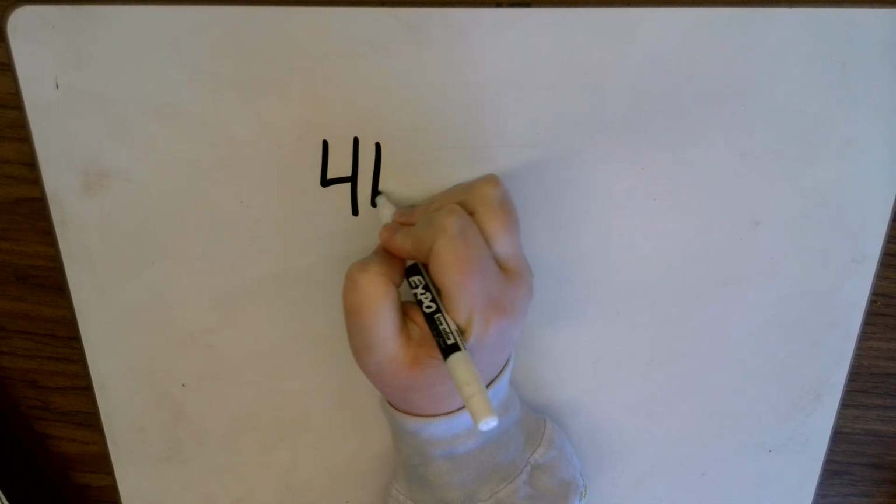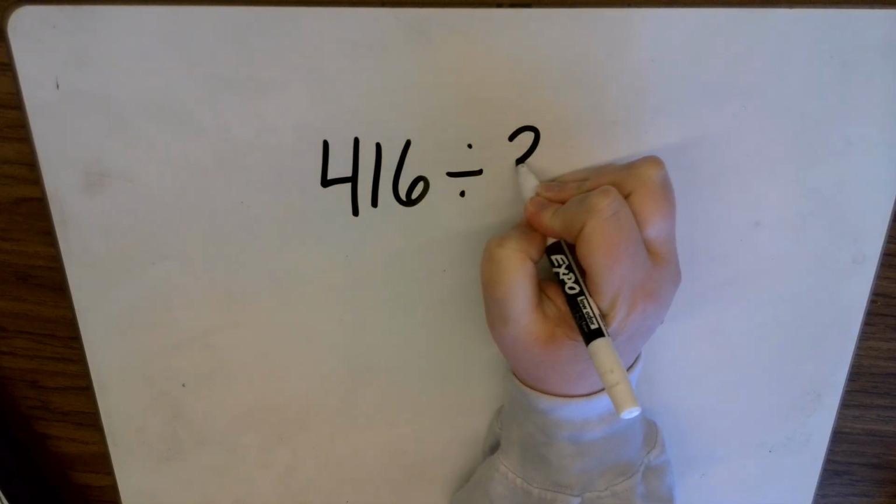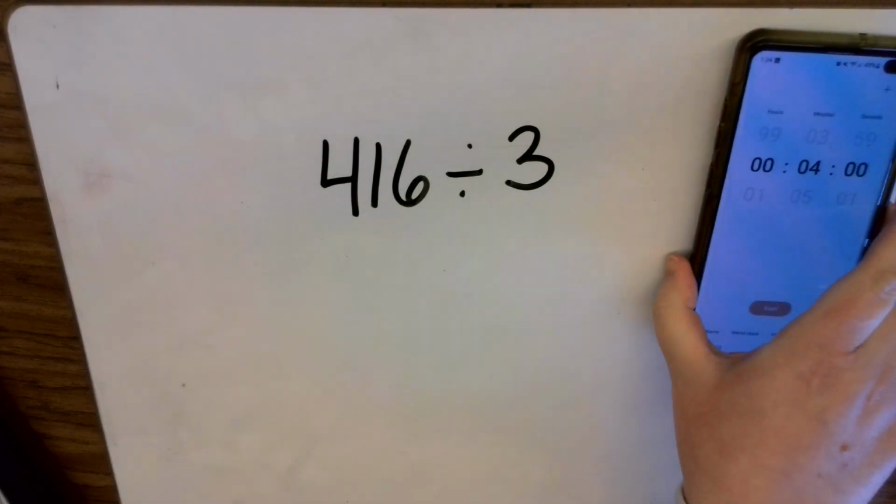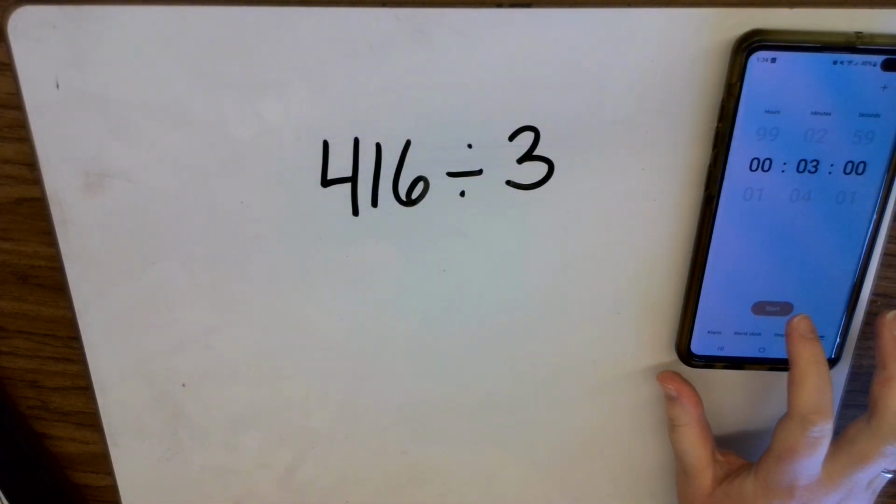So I'm going to write an equation on my board. You don't have to write the equation. You're just going to solve it on your board. The equation is 416 divided by 3. On your board, go ahead and solve that. I'm going to set my alarm for 3 minutes. Go ahead and solve that.